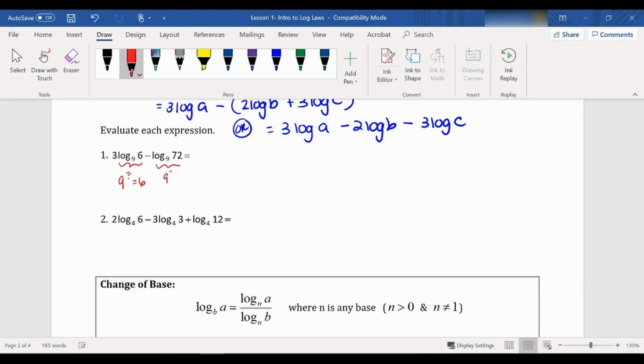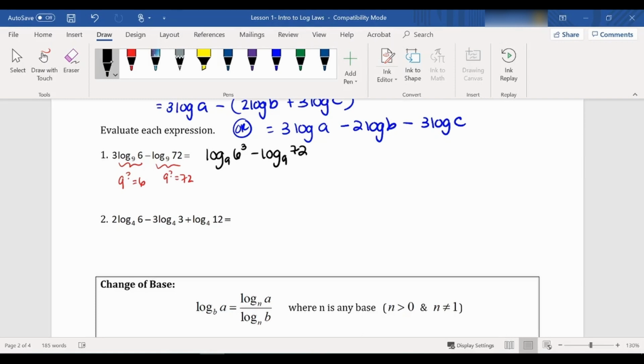Same thing here, 9 to what power gives me 72? Nothing nice. So we want to try and combine this together to give us a nice answer, something that we can evaluate nicely. Okay, so again, we want to simplify these together. So we're going to deal with power law first, then our quotient law. So I'm going to rewrite this as log base 9 of 6 cubed. I'm going to bring that 3 back in, minus log base 9, 72.